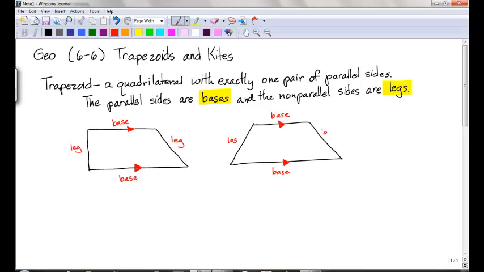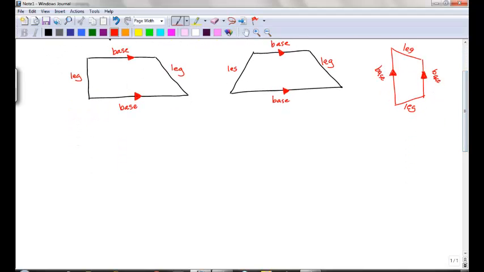Now, it might be standing on its side, something like this, where this side is parallel to this side. It doesn't have to be flat. Then this would still be a base, this would be a base, this would be a leg, and this would be a leg. So they might have it standing on its side.